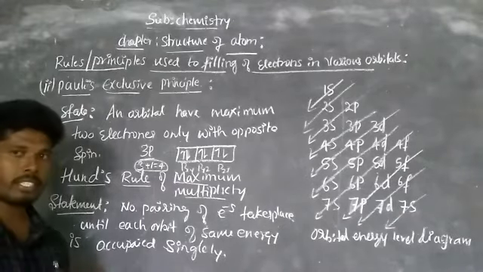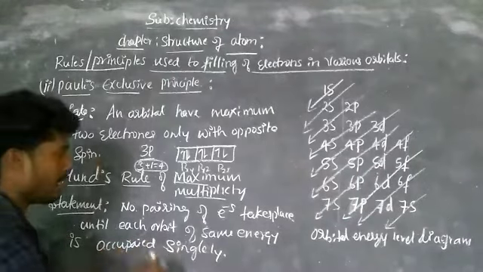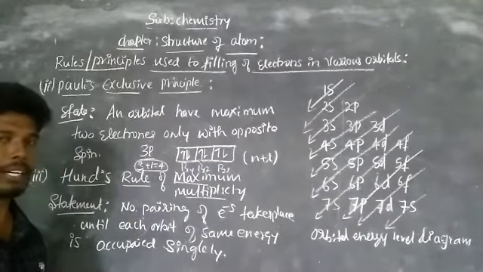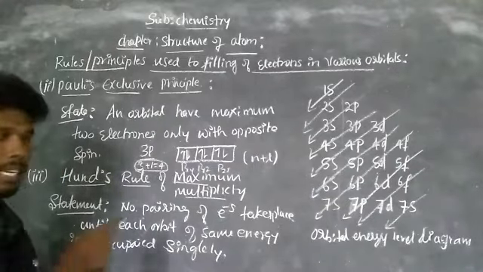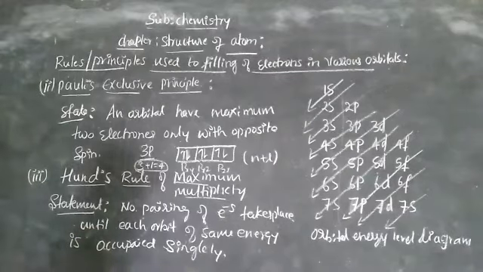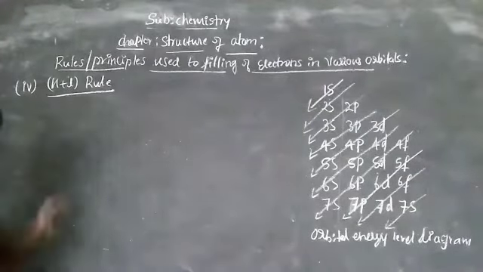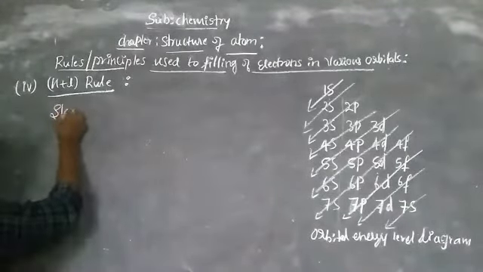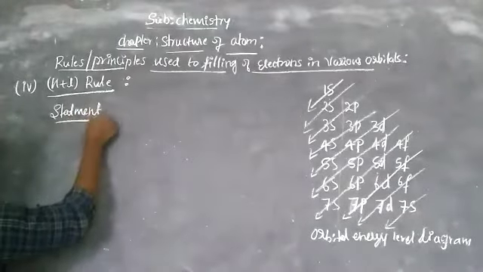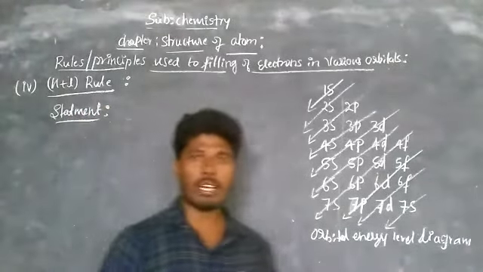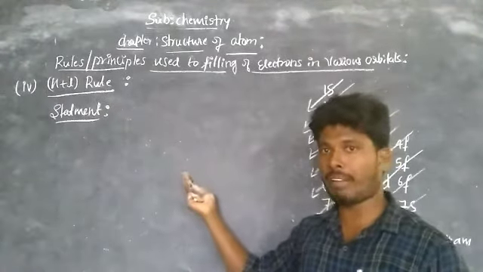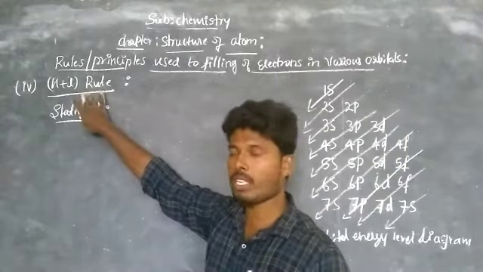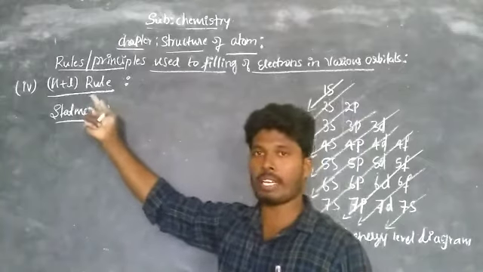Now based on these 3 rules, there is one more rule, that is the n plus l rule. After studying the n plus l rule, we are going to study the electronic configuration. The 4th rule is the n plus l rule. This rule states that if two orbitals have different n plus l values, then the orbital which has the lowest n plus l value is filled first, then the orbital which has the highest n plus l value.